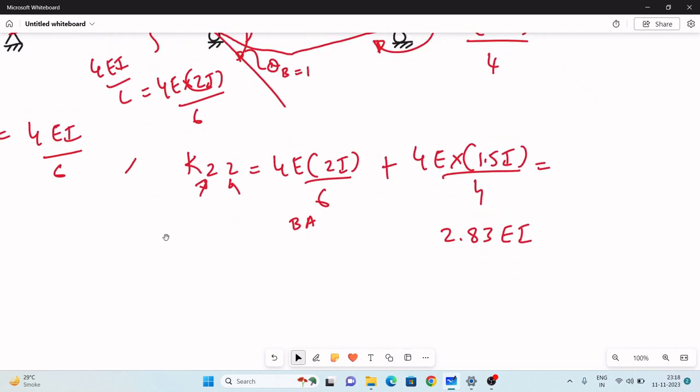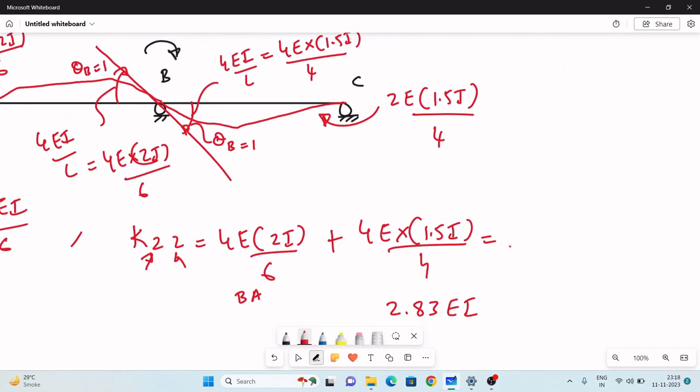Now we will write K32, sorry, not K31, K32, because you are applying unit rotation at 2. So what is K32? Force required at 3 to produce unit rotation at 2. So what is the force developed at 3? That is 3EI by 4.